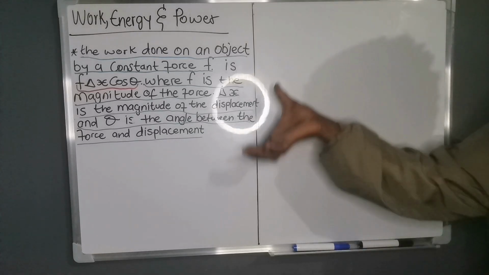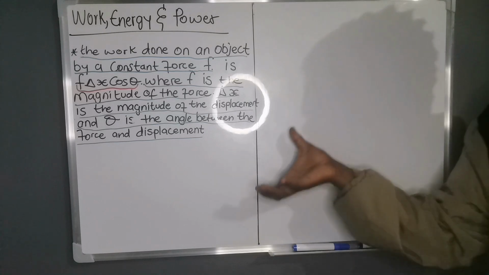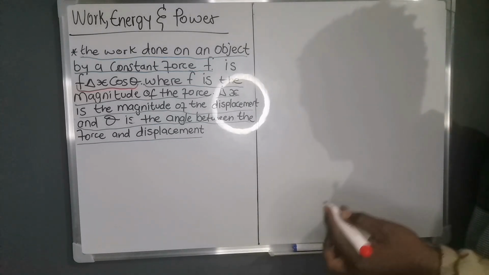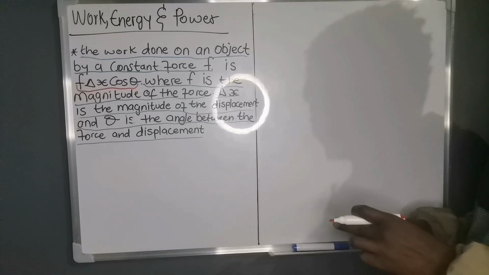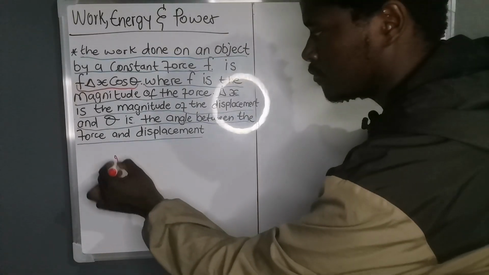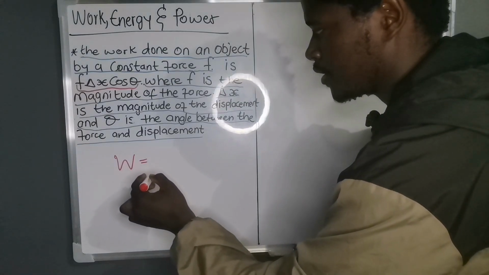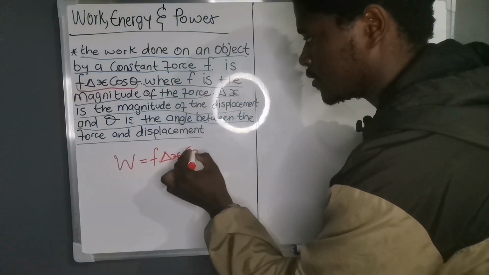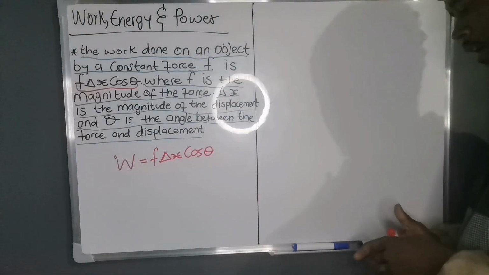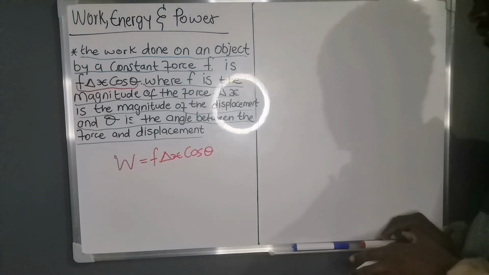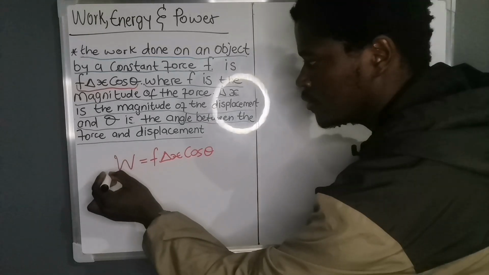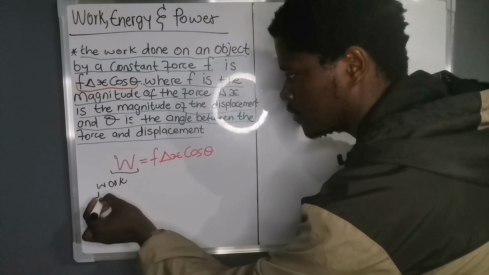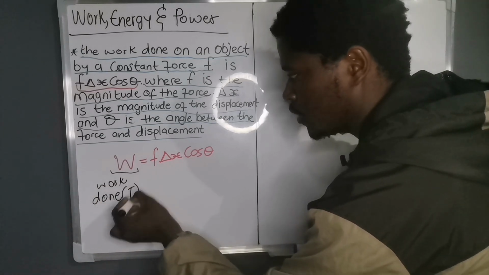So when I resize this definition properly, you understand it. Let me just write the broader definition of, or the formula for, work done on an object. So it's W equal to a force times change in x times cos theta. Now, what does this stand for? W is for our work done, measured in joules.